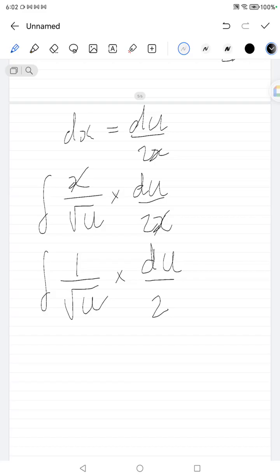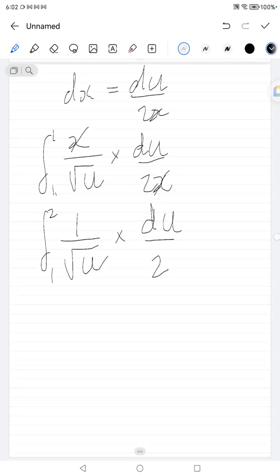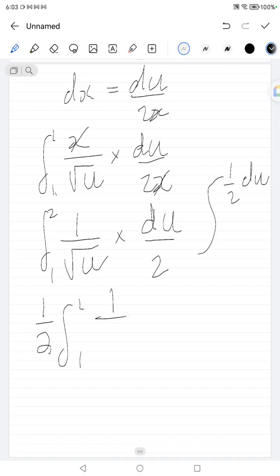Let's just not forget we have 2 and 1, 2 and 1. So now you see here it's the same as having 1 over 2 du. So it means we can take this 1 over 2 to the other side, then we can have something like 1 over 2, and we have between 2 and 1, then 1 over square root of u du.